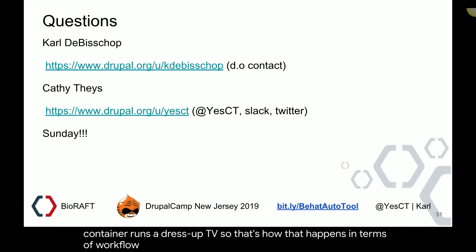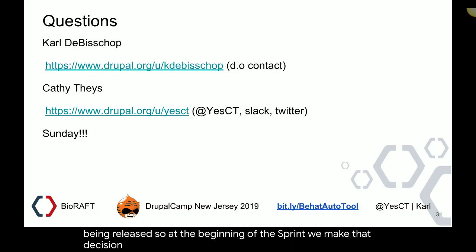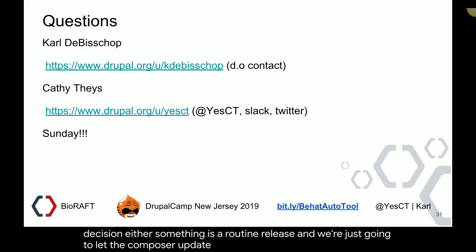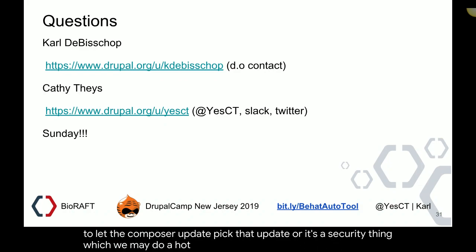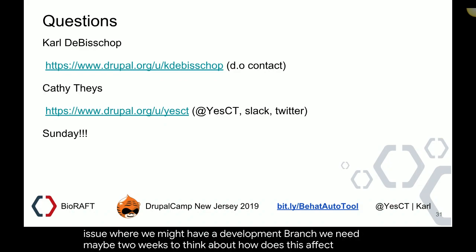In terms of workflow, you basically said exactly what we do. It's mature enough that we can use the composer lock file to control what's being released. So at the beginning of the sprint, we make that decision. Either something is a routine release, and we're just going to let the composer update pick that update, or it's a security thing, which we may do a hot patch for, or it's something that's a big issue where we might have a development branch where we need maybe 2 weeks to think about how does this affect our deployment.